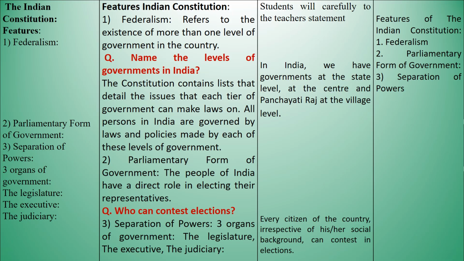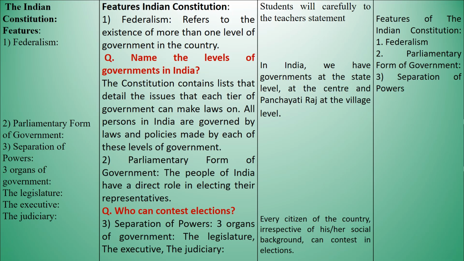The next feature is the parliamentary form of government, which means that the people of India have a direct role in electing their representatives. Now the teacher will ask one developing question, that is, who can contest elections in the country. The students will answer that every citizen of the country, irrespective of his or her social background, can contest in elections. The third feature is separation of powers.